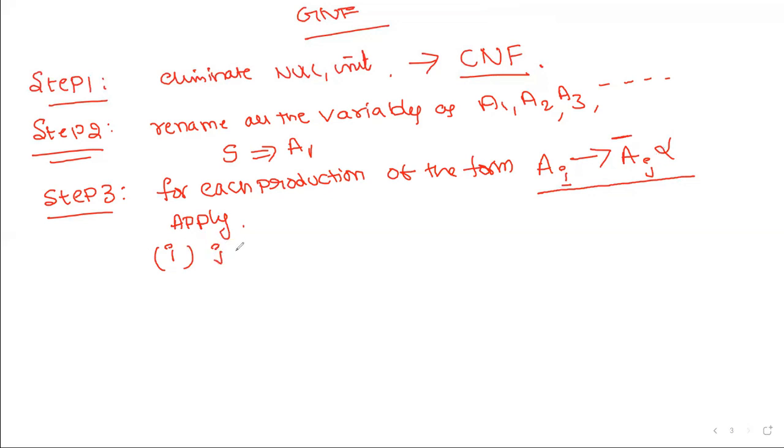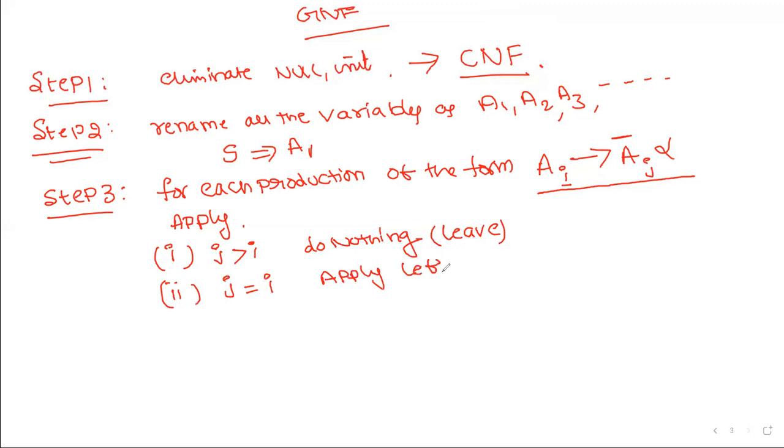Suppose j value is greater than i, do nothing. That is, simply leave that production. Suppose j is equal to i, then what to do? Apply left recursion. Apply left recursion means we have to eliminate it. I will explain left recursion also. We have to eliminate the left recursion from this production.